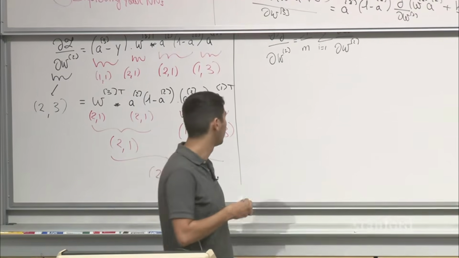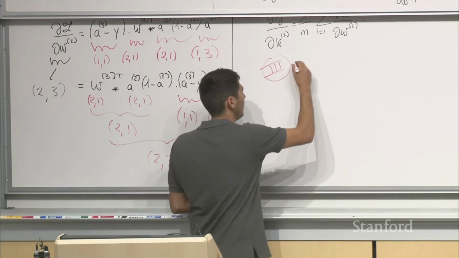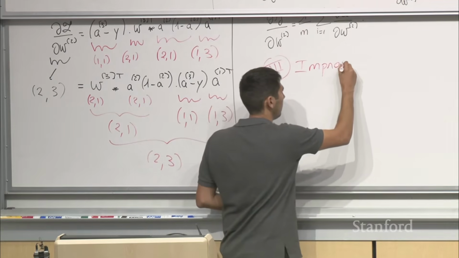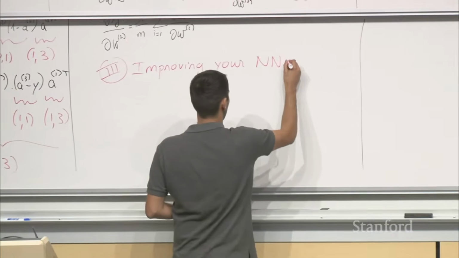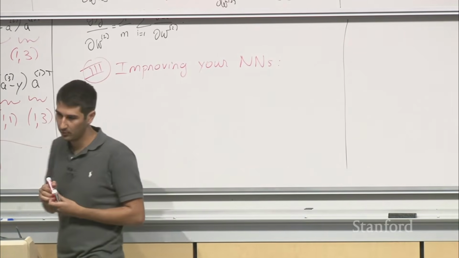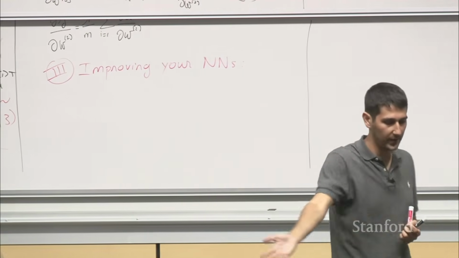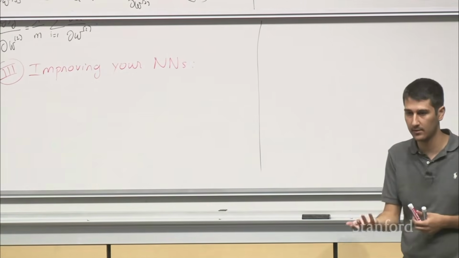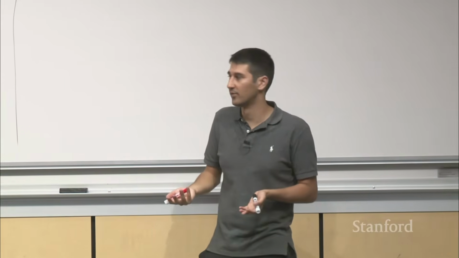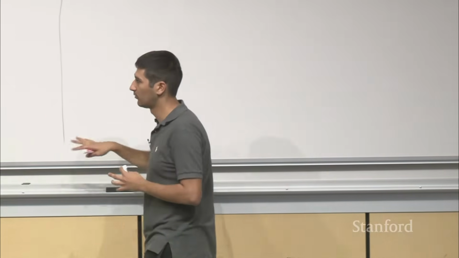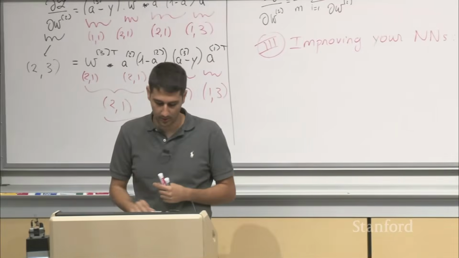Okay, so let's move on to the next part, which is improving your neural network. So in practice, when you do this process of training, forward propagation, backward propagation, update, you don't end up having a good network most of the time. In order to get a good network, you need to improve it. You need to use a bunch of techniques that will make your network work in practice.